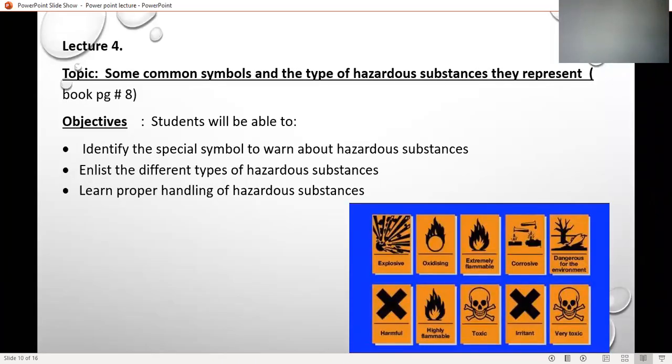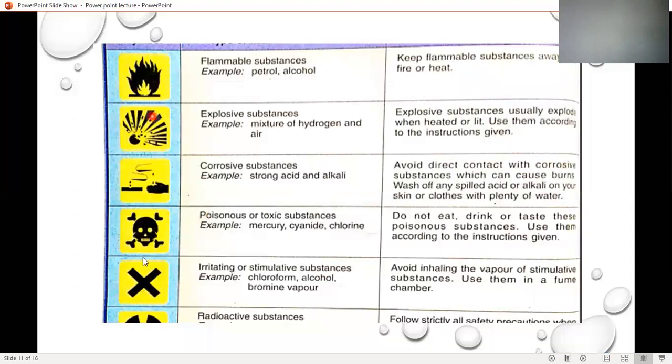Okay, after the lab safety rules, we have some common symbols of hazardous chemicals you will see when you enter the lab. If you see symbols like this, you should be well aware that you are not going to take that chemical anyway, and you are going to handle it in a very careful manner. So we have to identify the special symbols, and then we'll learn about different types of hazardous substances and the proper handling of those substances. Okay, so here are some symbols that you have to keep in mind.